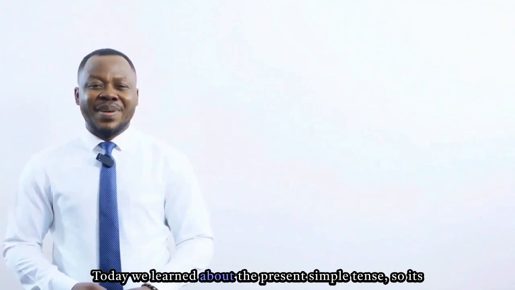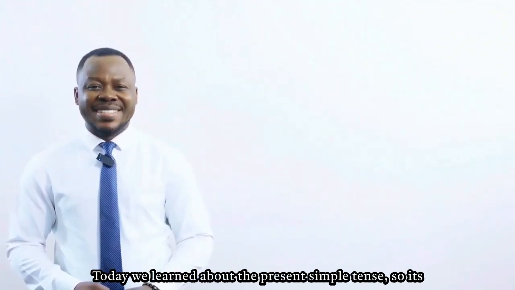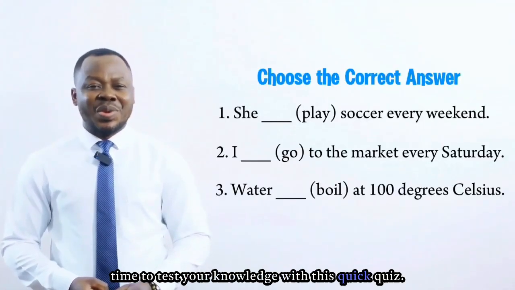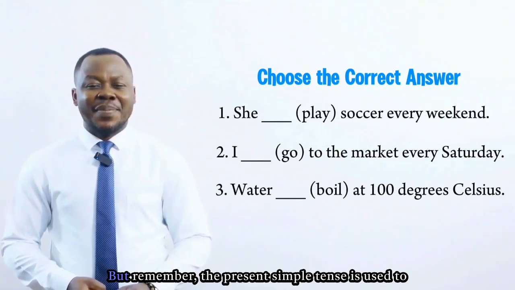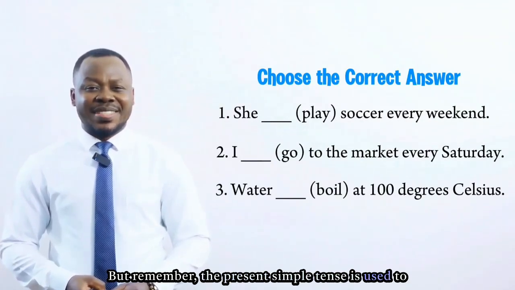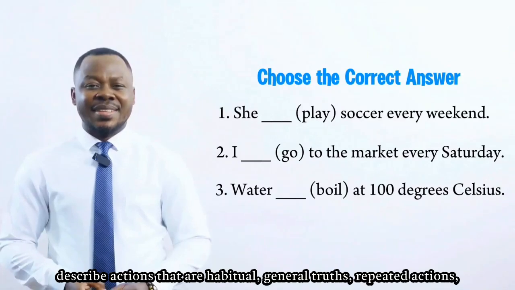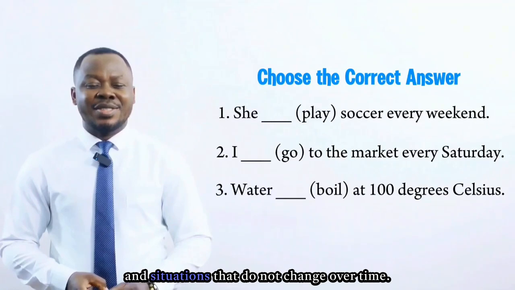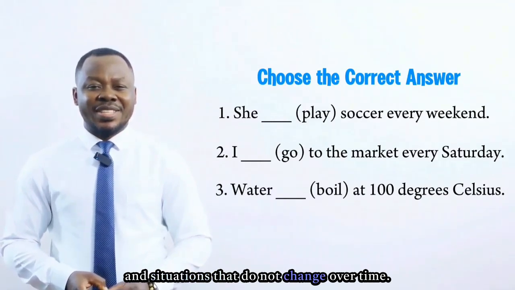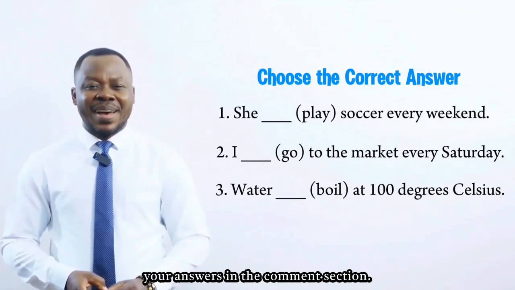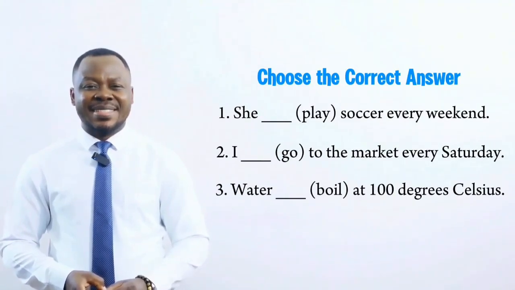Today we learned about the present simple tense. So it's time to test your knowledge with this quick quiz. But remember, the present simple tense is used to describe actions that are habitual, general truths, repeated actions, and situations that do not change over time. Give it a try and leave your answers in the comment section.